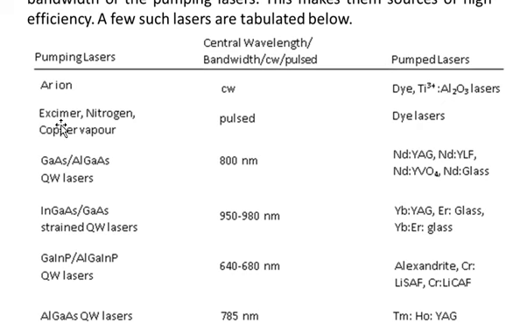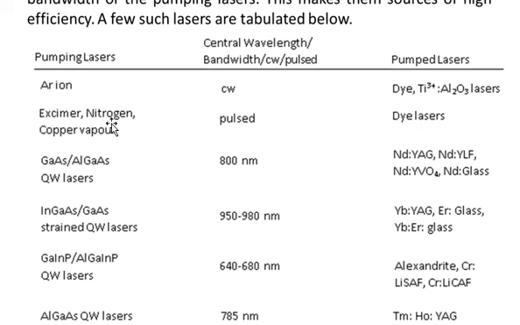The second one is the excimer laser, nitrogen laser, and copper vapor laser. All these three are pulsed lasers. The excimer is a pulsed laser in the UV. It operates at two particular wavelengths: 308 nanometer and 248 nanometer.